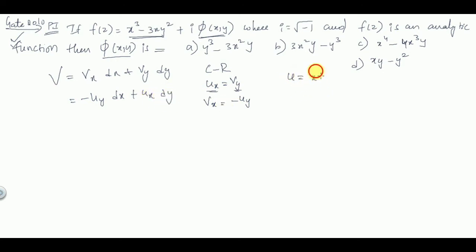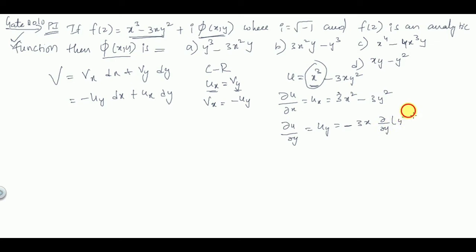So u we have got, or given, as x cube minus 3xy square. So we need dou u by dou x, that is ux, so d by dx of x cube is 3x square, minus 3y square. 3y square is a constant, so you'll get dou by dou x of x which is equal to 1, so you'll get 3y square only. Next is dou u by dou y, which is uy. When you are doing with respect to y, x cube is a constant, so its value is 0, so you'll get minus 3x into dou by dou y of y square. Dou by dou y of y square is 2y, so minus 3x into 2y, so it will be minus 6xy.